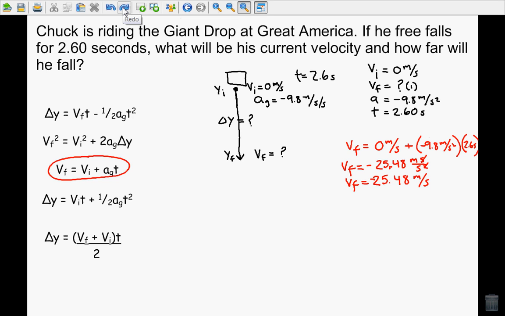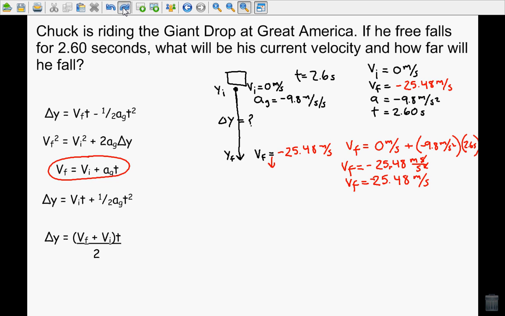But you also have to remember at what direction this object is moving. It's falling down, which means that its velocity, which is a vector, is also moving downwards in this direction. So anything moving downwards on a Cartesian plane is a negative value, and the negative just gives us a sense of direction.